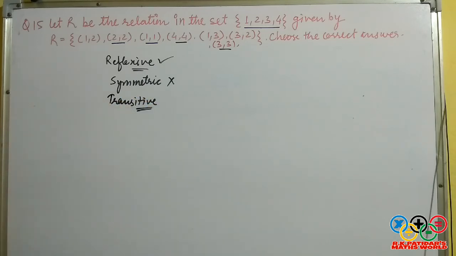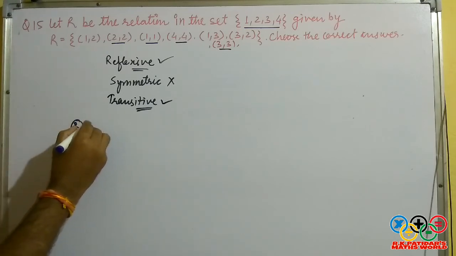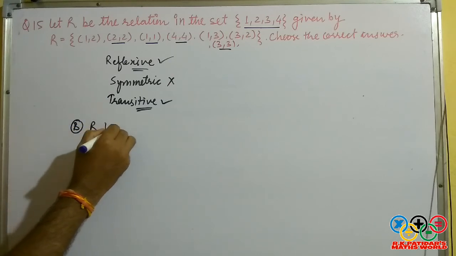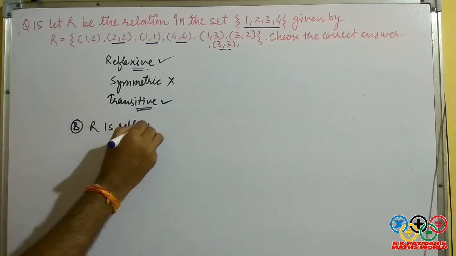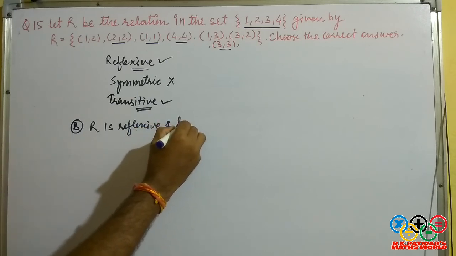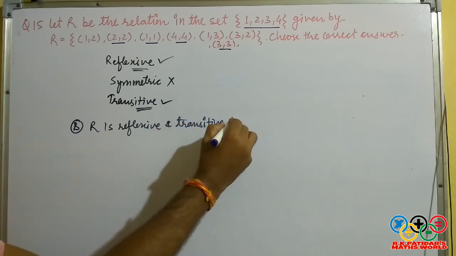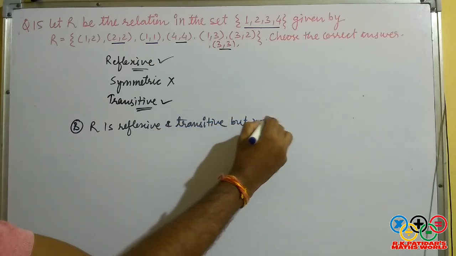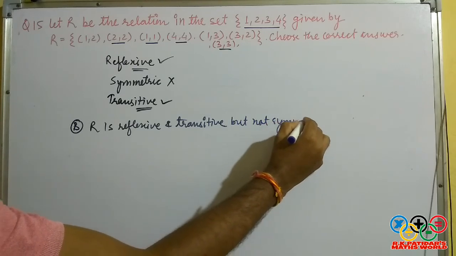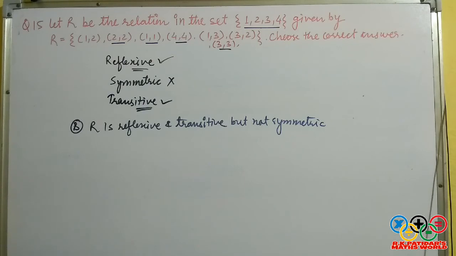ट्रांजिटिव रिलेशन के सारे जो रूल ये फॉलो कर रहा है. इसका मतलब जो है यहाँ पे बी ऑप्शन जो है वो करेक्ट है. बी ऑप्शन में दिया है R is reflexive and transitive but not symmetric. तो इसका बी ऑप्शन जो है वो करेक्ट है.